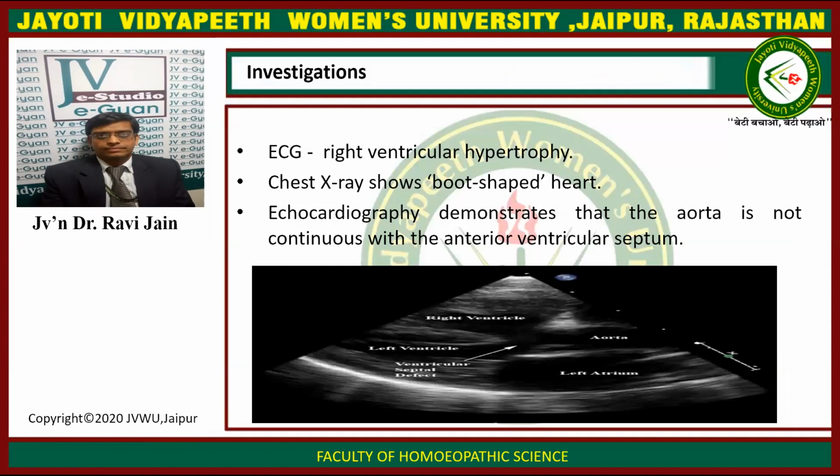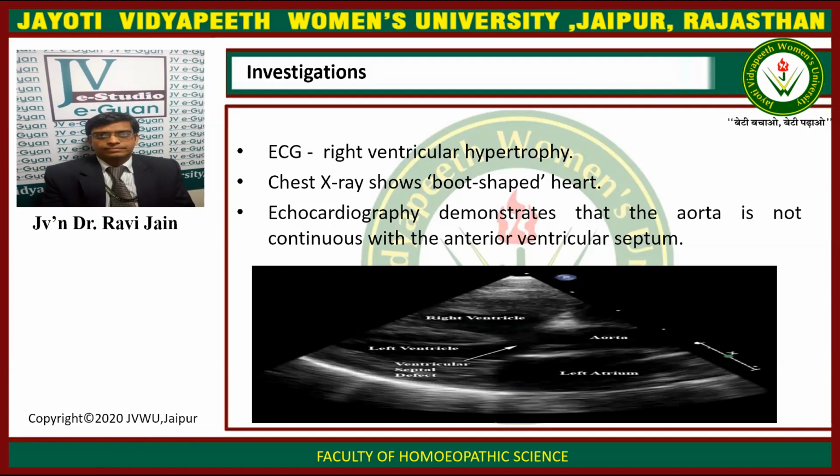Now we come to the investigations. The investigation in case of Tetralogy of Fallot includes the ECG, that is right ventricular hypertrophy. In chest X-ray, you will observe boot-shaped heart. This is important, boot-shaped heart. I will show you the figure in the next slide. And there is an echocardiography which demonstrates the aorta is not continuous with the anterior ventricular septum.